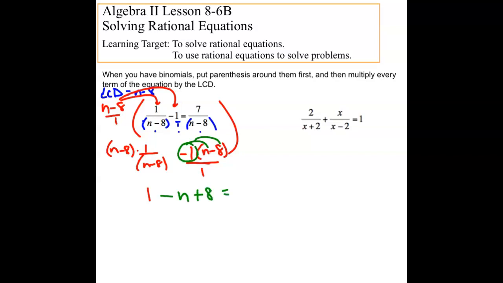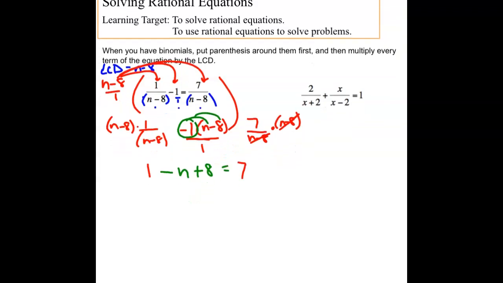And then when we multiply it to the last fraction here, we have 7 over n minus 8. We're multiplying it by another n minus 8. Those will drop out, and we get it equal to a 7. Okay, so we've again eliminated having fractions, and we just have a basic linear equation to solve. Combining like terms here, we have 1 plus 8 would be 9, so 9 minus n equals 7.